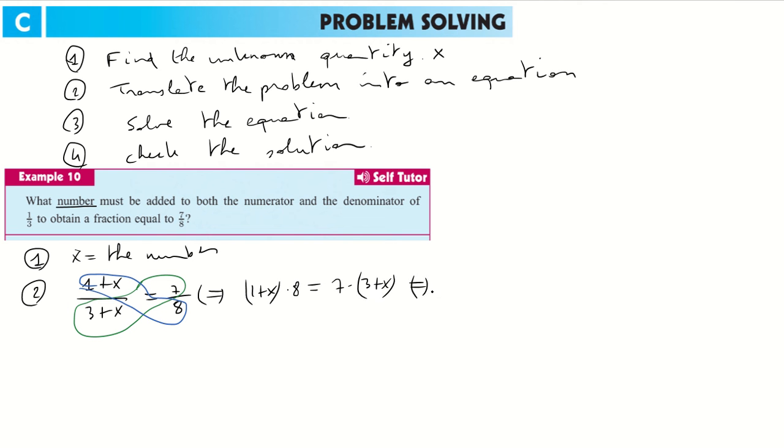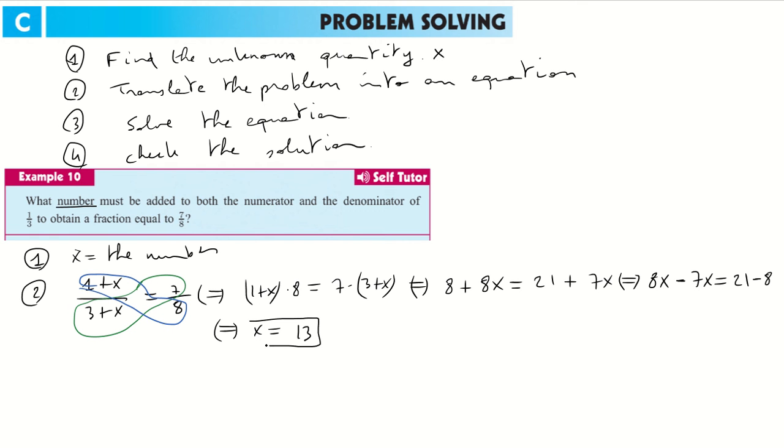So 1 times 8 is 8, x times 8 is 8x, 7 times 3 is 21, 7 times x is 7x. Move all the terms with x to one side, so we keep the 8x here, the 7x to the left hand side is minus 7x, we keep the 21 on the right hand side, and the 8 to the right hand side is minus 8. So 8x minus 7x is x, 21 minus 8 is 13. So the number is 13.